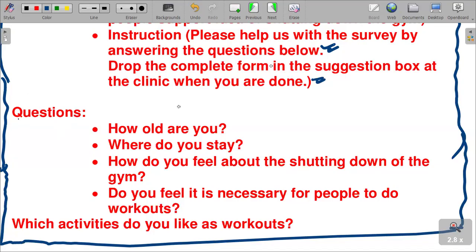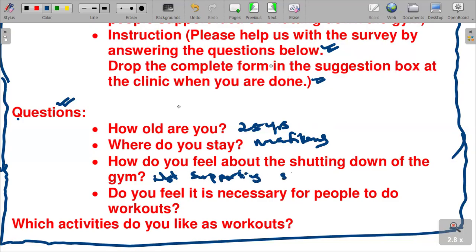And then you put a subheading now to say the questions. How old are you? The person is going to give, maybe, I'm 25 years. Where do you stay? Mafikeng. How do you feel about the shutting of the gym? Not supporting shutting down. Here, I'm not saying these are answers that you should put. I'm just writing to say I am a respondent. I'm just putting this as an example to say that maybe I'm a respondent.